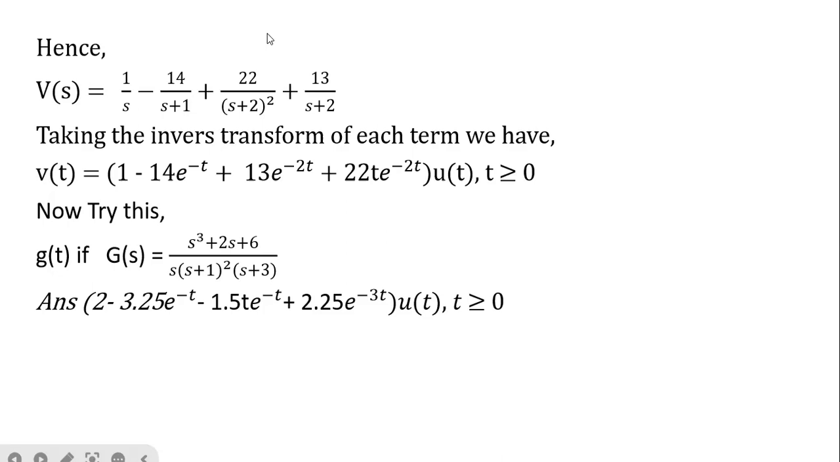In this case, you also have 22 times 1 over s plus 2 squared. So mind you that this is a time shift. If you go to your Laplace transform pairs and look at our table, you will get to see that this is a time shifted function.